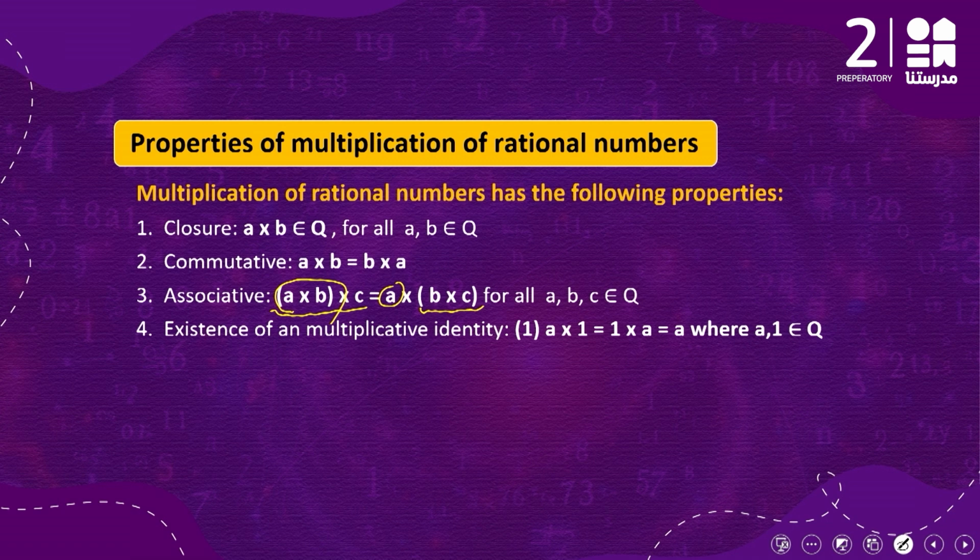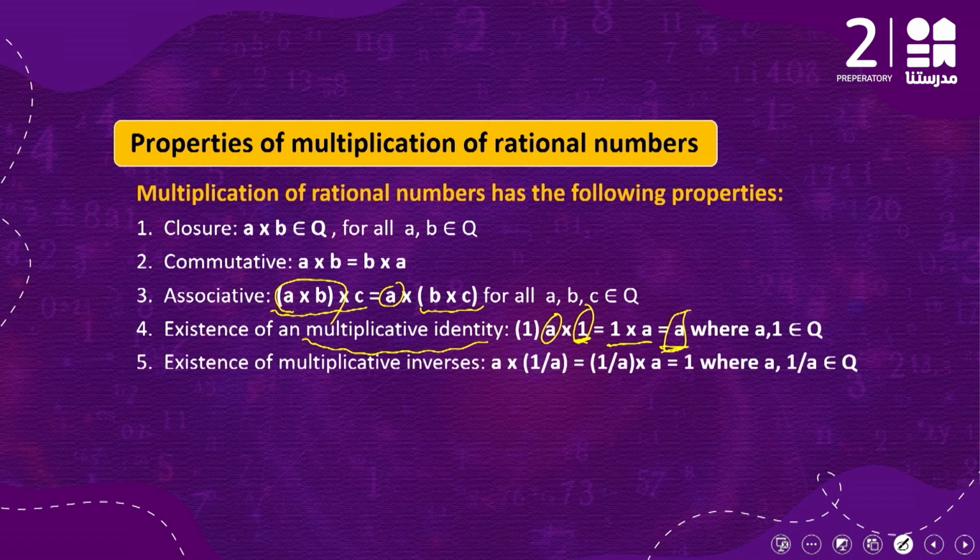Fourth point, existence of a multiplication identity. Multiplication identity means a number that will not affect a fraction. For example, if you have a fraction and multiply it by 1, the answer will surely be this fraction. The multiplicative identity, which is 1, doesn't change any number for multiplication, and we can switch them. At the end it will be A for sure.